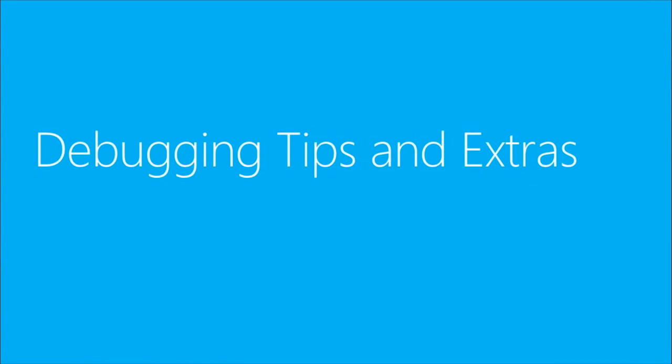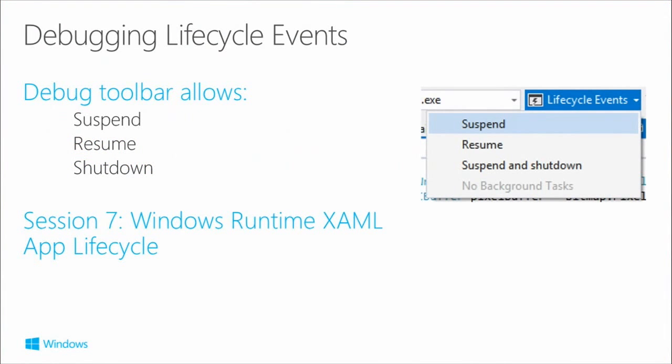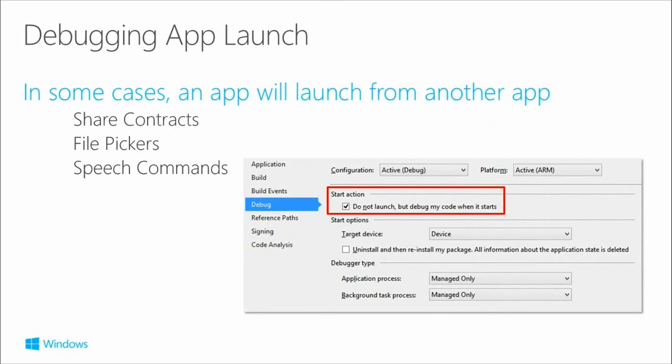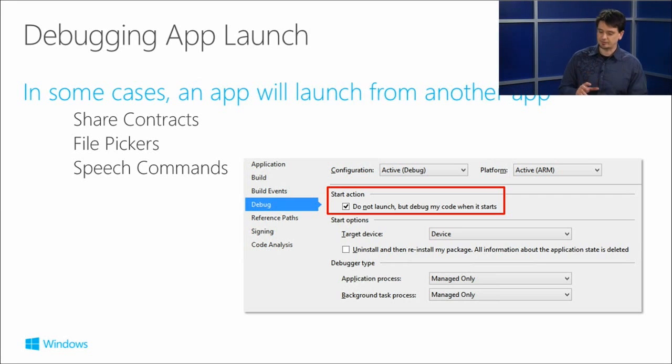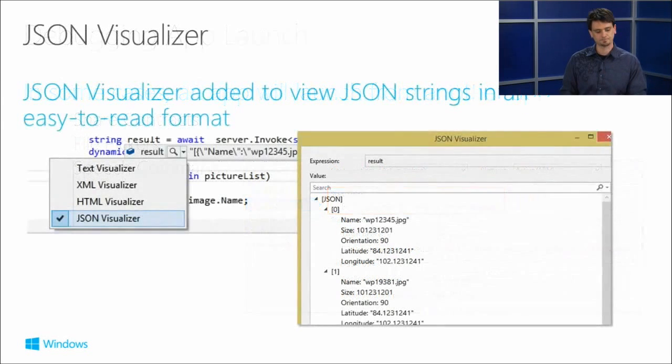So the debugging tips and extras, just a couple of slides. This is in session 7. There's a debug toolbar that allows us to artificially suspend, resume, and shut down our application. But in some cases, the application is going to launch for another app. Well, we've got a way for you to debug that too. For share contracts, file pictures, or speech commands, you can right-click on your project, go into the debug tab, and select a start action where when you hit start, it doesn't launch, but it will start your code debugging as soon as your application starts up from another source.